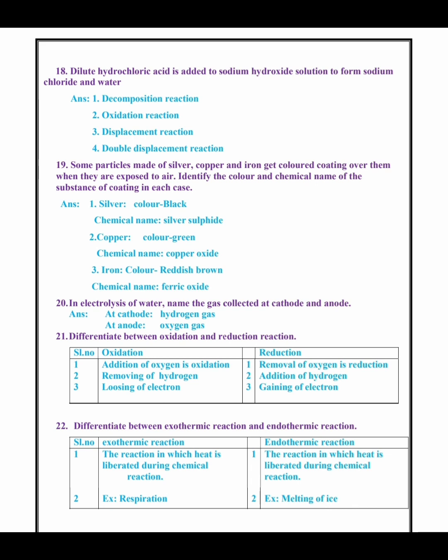Next, 18th question, dilute hydrochloric acid is added to the sodium hydroxide solution to form sodium chloride and water. 19th question, some particles made of silver, copper and iron get a colored coating over them when they are exposed to the air. Identify the color and the chemical name of the substance of coating in each case. So 20th question, in electrolysis of water, name the gas collected at the cathode and anode.